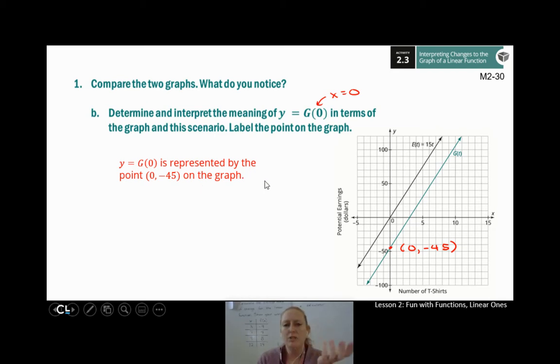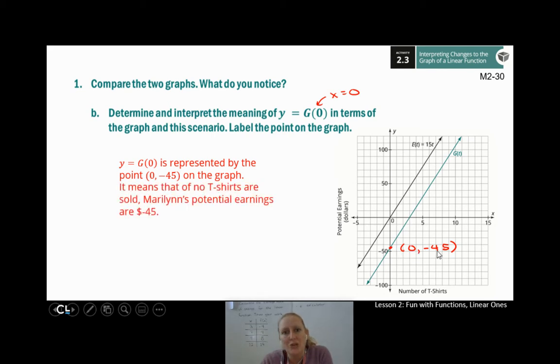And what does this mean for us in terms of the scenario? Last time we said if she sells 0 t-shirts, she makes $0. But now she's giving away 3 t-shirts, guys. This means that if she sells 0 t-shirts, she loses $45. So she sells no t-shirts. No t-shirts are sold. Marilyn's potential earnings is negative $45. She'll lose money on the deal. Yikes. Okay.